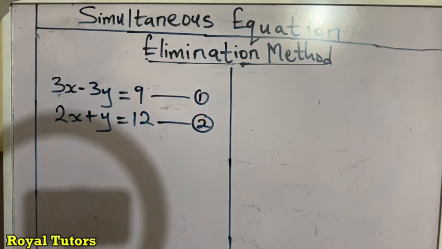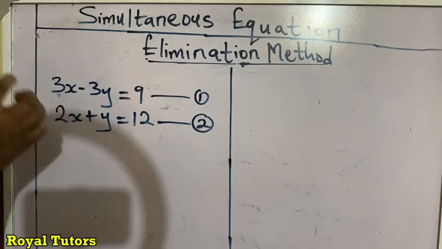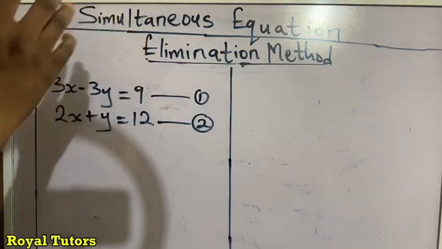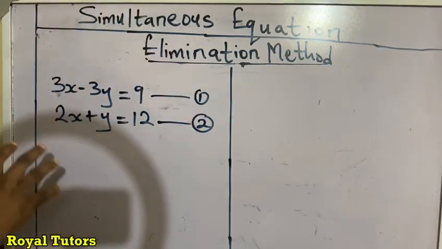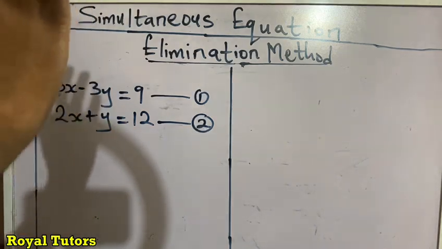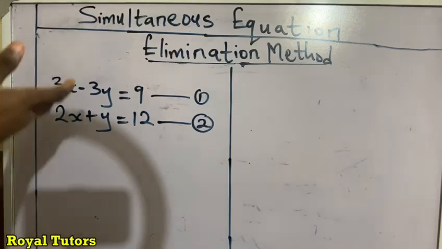So the next thing you want to do is establish the possibility in which the coefficient of your x or y in equation 1 is the same as the coefficient of your x or y in equation 2, so that when you simplify it, you will be able to get the value of one of the variables, which is the y or the x. So what do we need to do in this case?